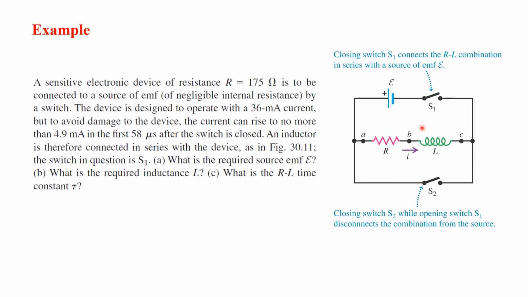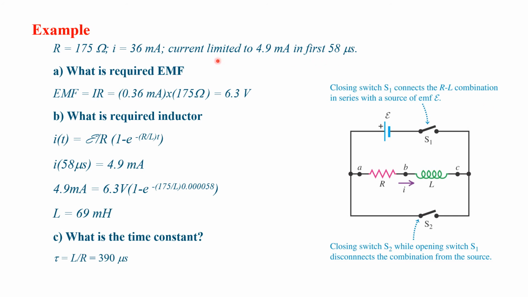What is the required source EMF? What is the required inductance L? And what is the RL time constant tau? So these are your givens. You have your resistance, 175 ohms, your current, 36 milliamperes. However, this current is limited to 4.9 milliamperes in the first 58 microseconds. The first task is to find the required EMF.